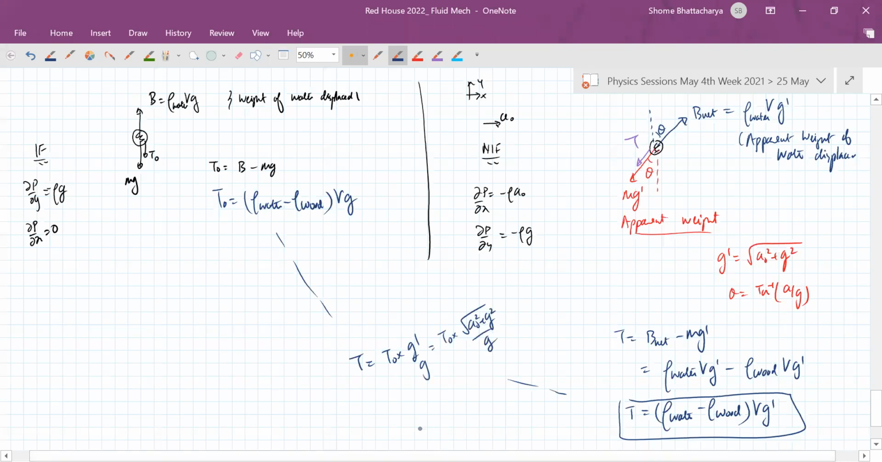Okay. And you can see that that theta is tan inverse A by G. So your analysis is reduced to this, just three forces, but you understand that your axis along which the forces are acting changes from the vertical axis to the axis along which your apparent gravity acts. So that is the trick of doing this type of question with a faster analysis.